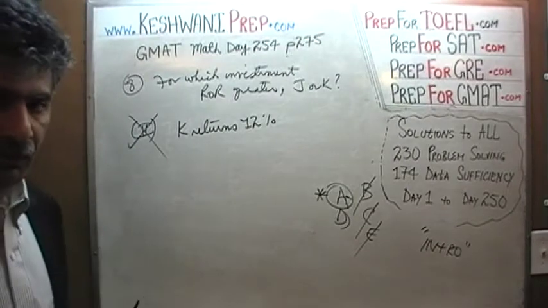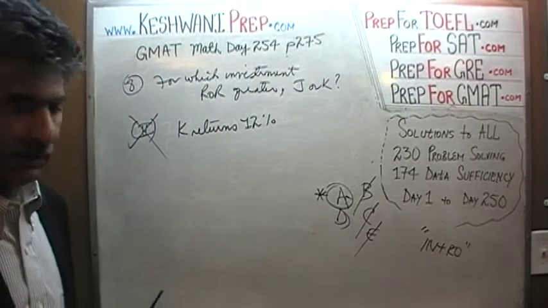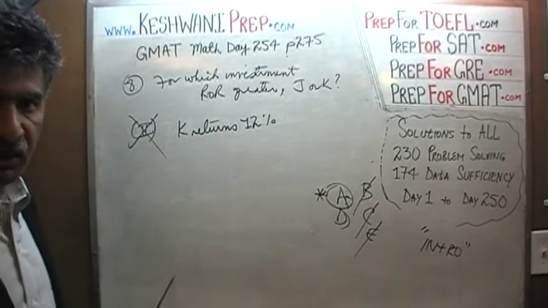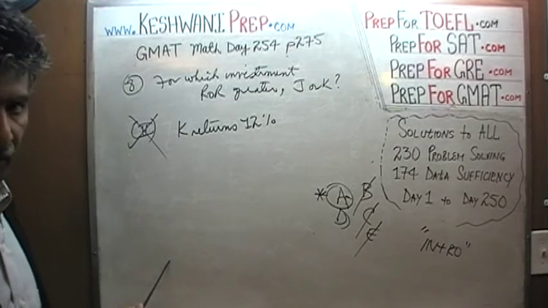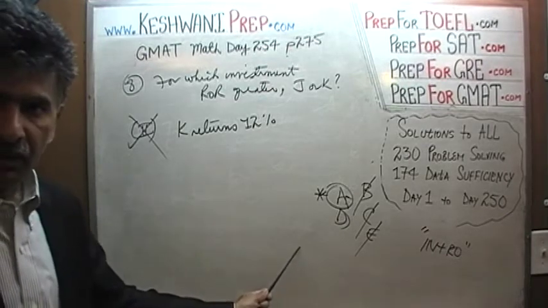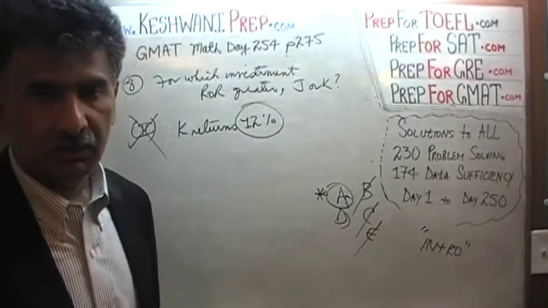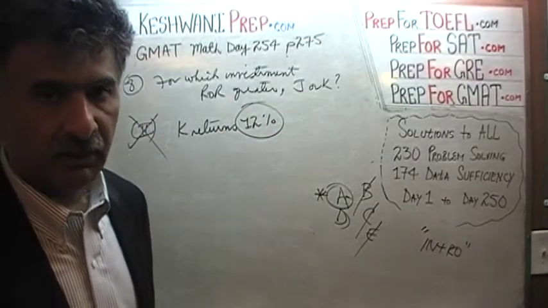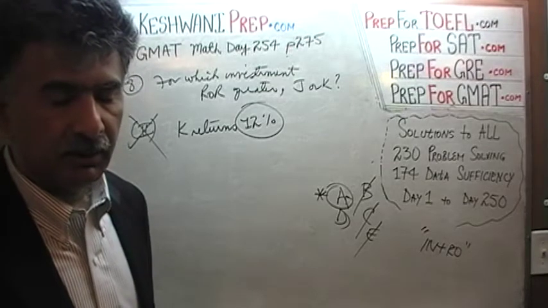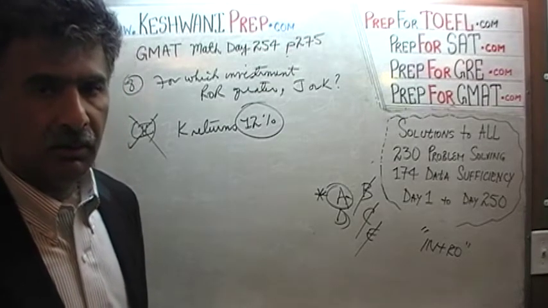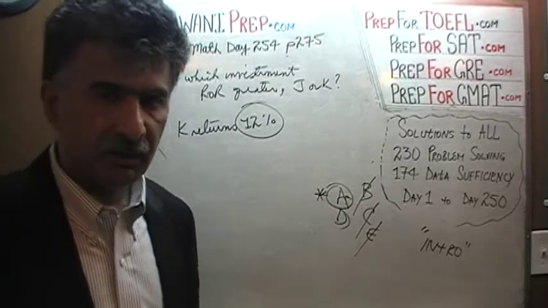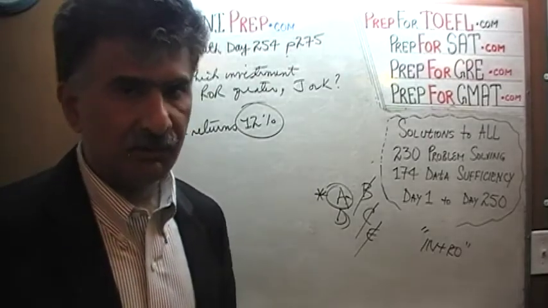Before we wrap up and go to the next problem, I just want to point out one thing here. Notice we just calculated the two returns and we found out the return on J was 11.5%. We found out the return on K was 12%, which is exactly what they tell us in the second statement. What I'm trying to make you understand is that the information they give you in the two statements never contradicts each other.